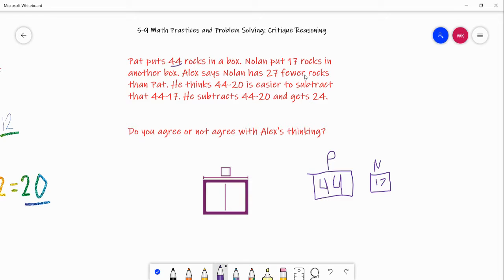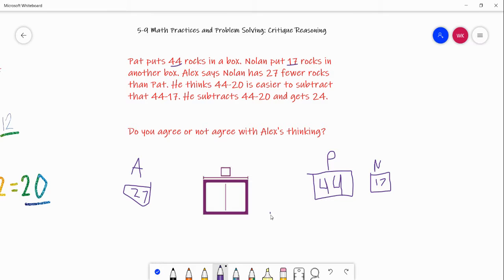I'm going to go ahead and underline our two numbers that we're using. And then we have Alex. Alex says Nolan has 27 fewer rocks than Pat. He thinks 44 minus 20 is easier to subtract. So this is what Alex is saying.